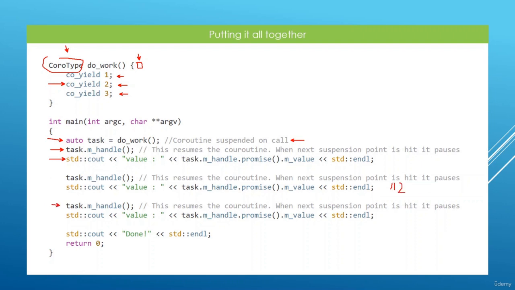If we resume again, we are going to hit the third co_yield point here. And if we print our value, we will see that the value is 3, and our coroutine is going to run to completion. If we try to resume it again, we will be setting ourselves up for disaster, because resuming a coroutine that has already run to completion is really setting yourself up for disaster. You are going to get a crash or undefined behavior.